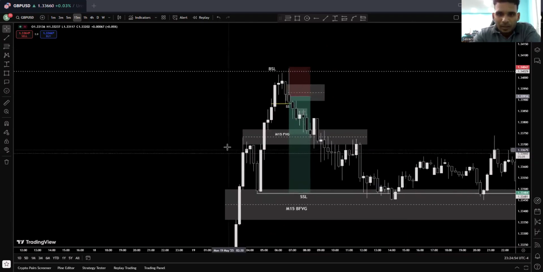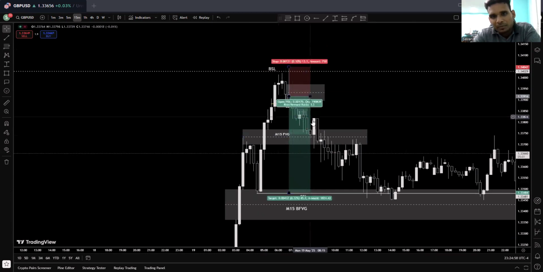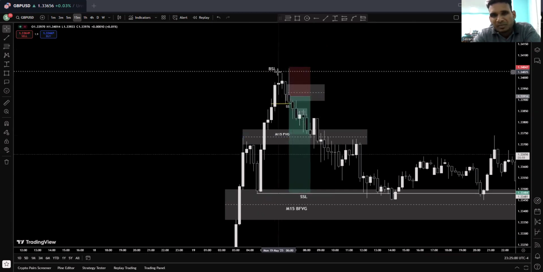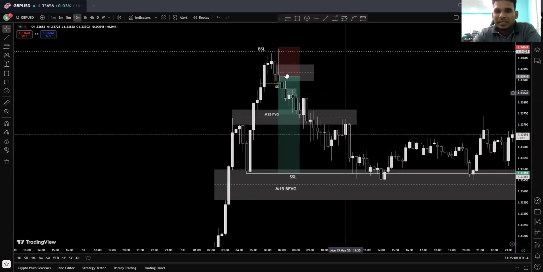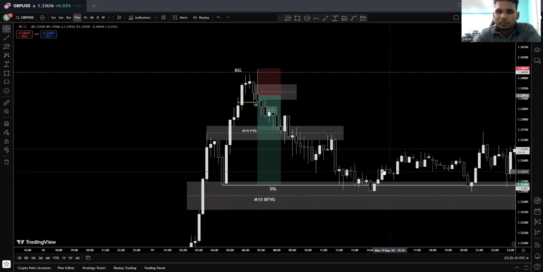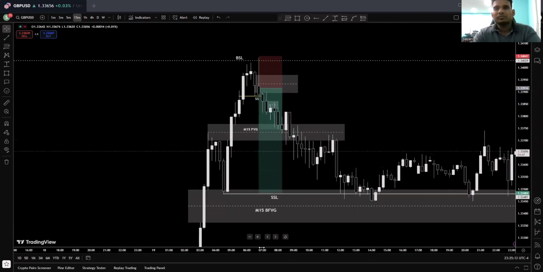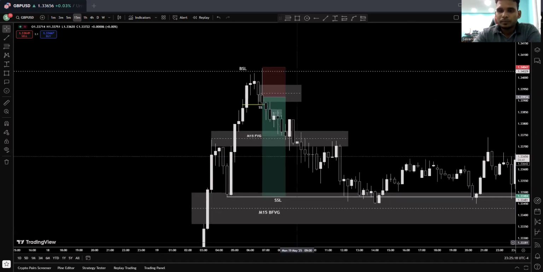The thing is, I marked out the 15 minutes, and you can clearly see there is no fair value up here. The price is kind of a fast leg in the higher time frame, and also there is no fair value gap or displacement, nothing here in 5 minutes, sorry, 15 minutes. So it's kind of 50-50, not a solid one.